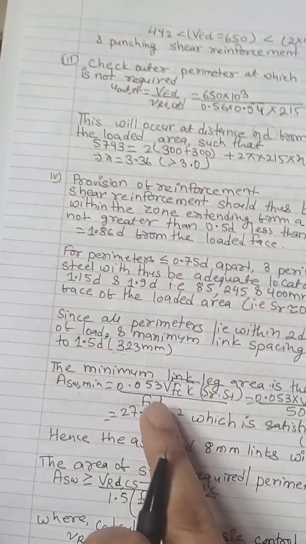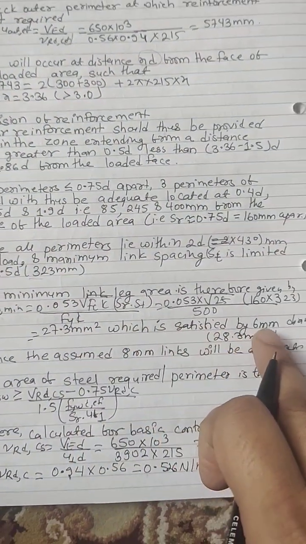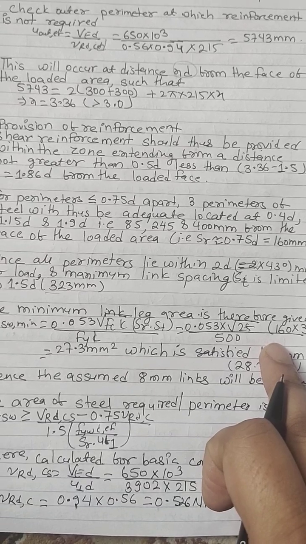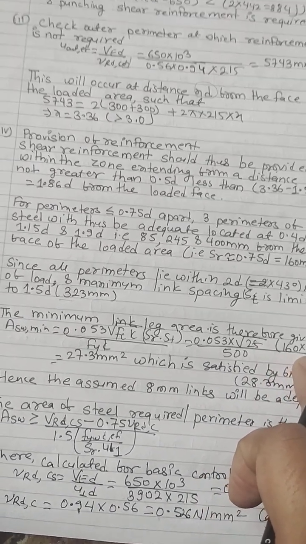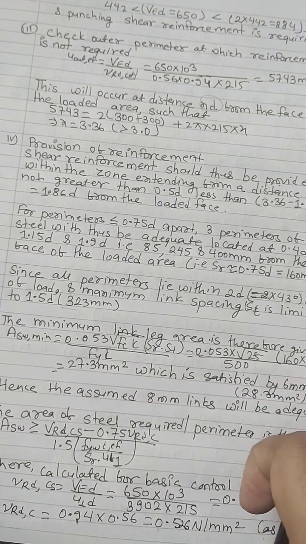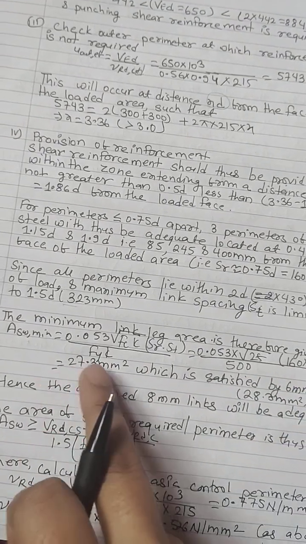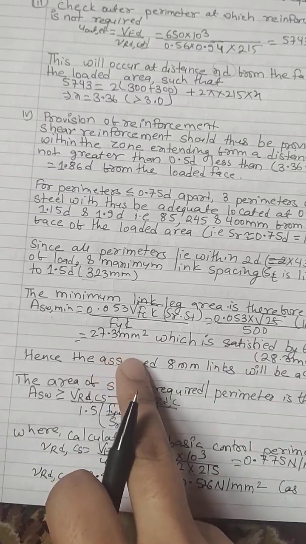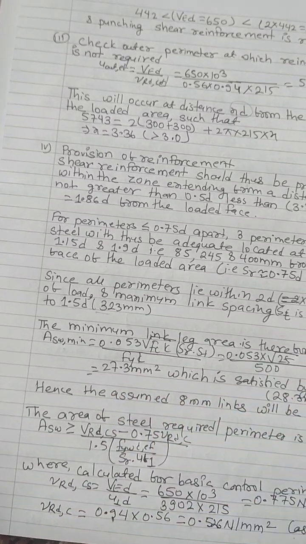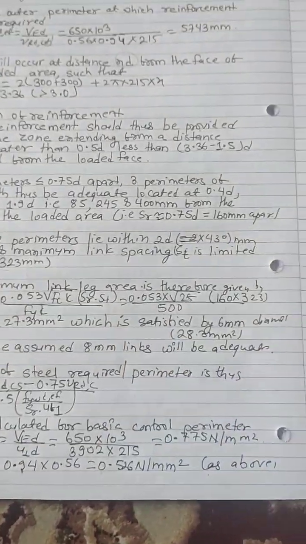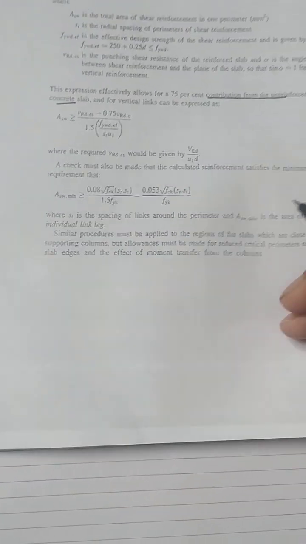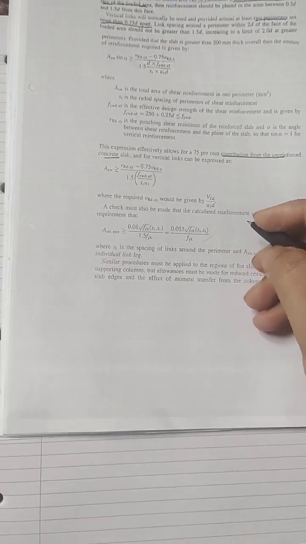After that, we have calculated 0.05, with fck 25, and sr is the radial spacing of the perimeter, 163 and 323 in the maximum limit. So we have calculated 27.3, which is 6 mm diameter, 665, but we have taken 8 mm diameter. So we have satisfied our minimum leg reinforcement. This portion we have satisfied.